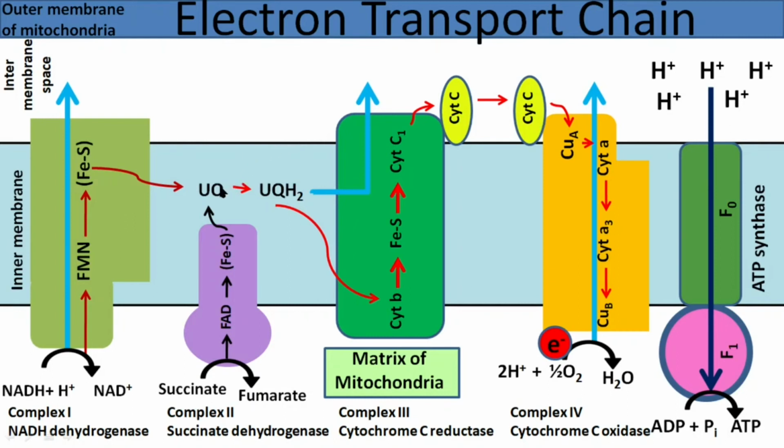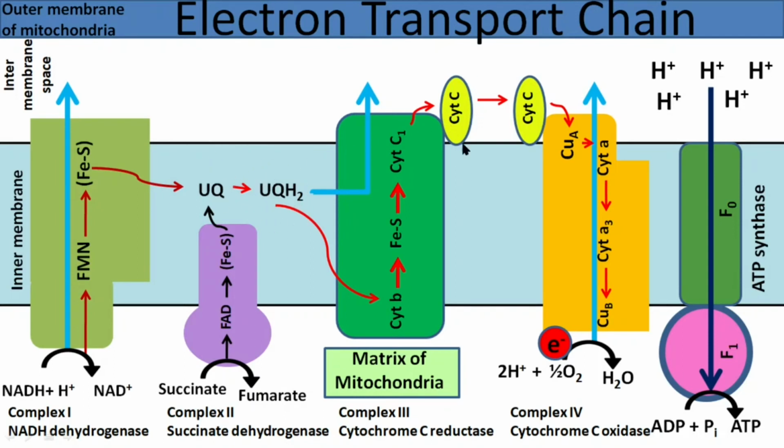Now we will see about these 2 electron transporters which are not part of any complexes. UQ represents ubiquinone or coenzyme Q, which is responsible for collecting or removing electrons from complex 1 or complex 2. After accepting electrons, it undergoes reduction and forms reduced coenzyme Q or ubiquinol. This reduced ubiquinol undergoes oxidation by donating electrons to complex 3. And this is present on the inner membrane of mitochondria.